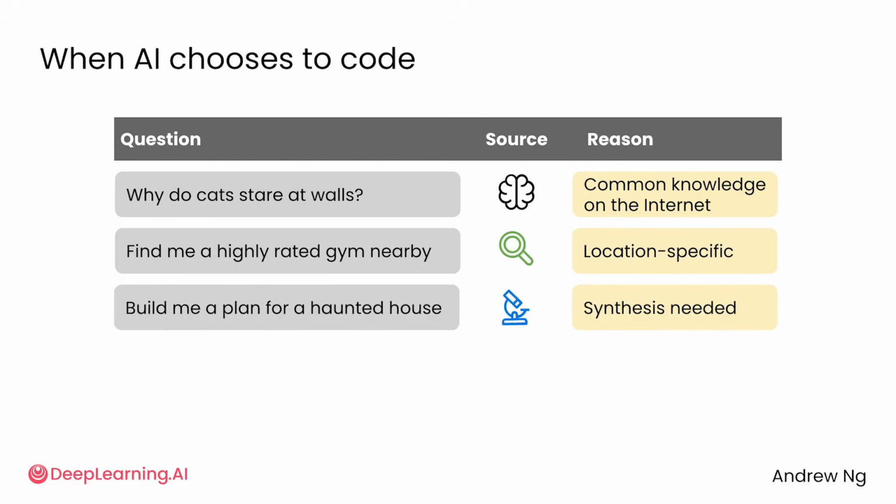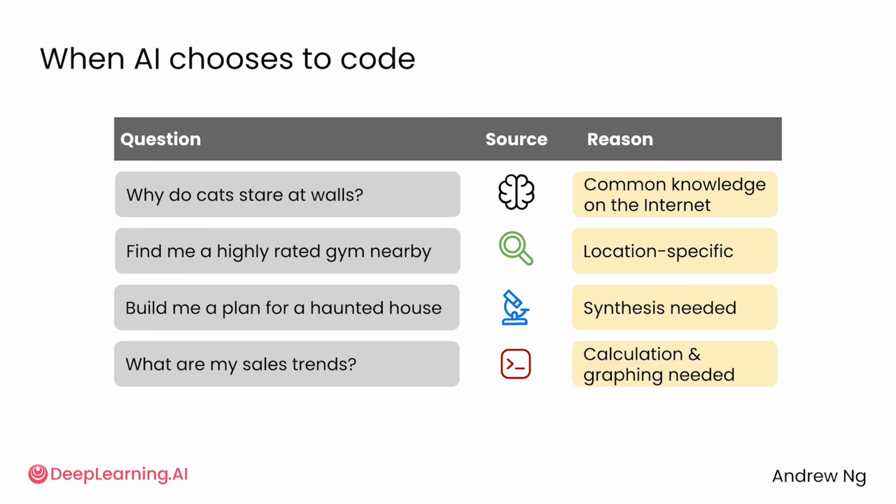You may want to ask it to use a deep researcher if you have a more complex question that may require multiple related searches, such as to come up with a complete plan for your Halloween house. And for queries that require calculation or graphing, those are the types of questions where it's most likely to write and run some code in order to carry out that task precisely for you. One of the most powerful things that AI can do now is write and run code in order to carry out the task for you.